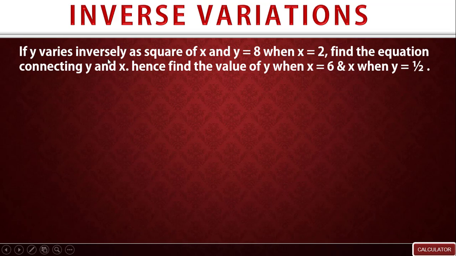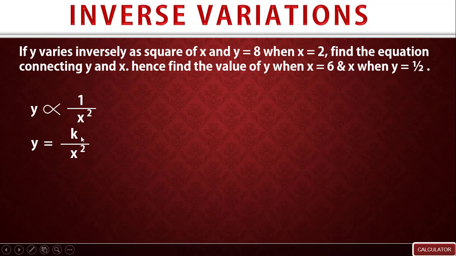Y varies inversely as square of x. So varies inversely means that this question is an inverse variation. So what we need to do there is to write down mathematically: y varies inversely as 1 over s squared. This simply means y varies inversely as s squared. So we now have y equals k all over s squared. This particular formula is the formula that we use for determining our connecting equation.